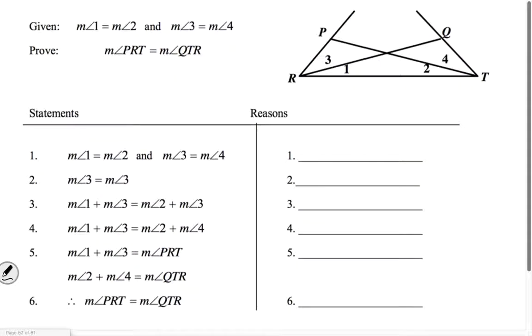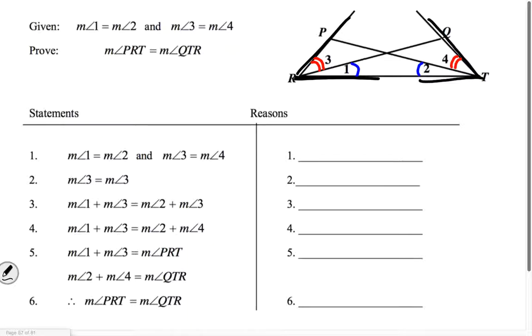Yeah. All right, let's try another one. Do you guys want me to pause and you guys try it on your own first? No, you just want me to do it? All right, let's draw some markings in. So the measure of angle 1 is equal to the measure of angle 2. The measure of angle 3 is equal to the measure of angle 4. So why must we know that PRT is equal to QTR?